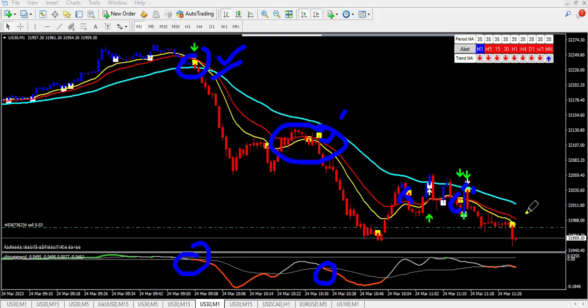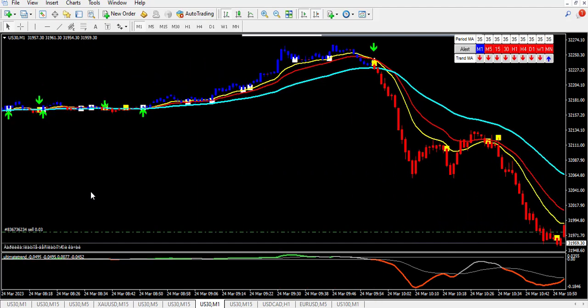As you can see, I have one trade running right now. So this is how to use this particular strategy for 1 minute scalping. It is simple, and for buy the rule remains the same, but the only thing is that it is the opposite.